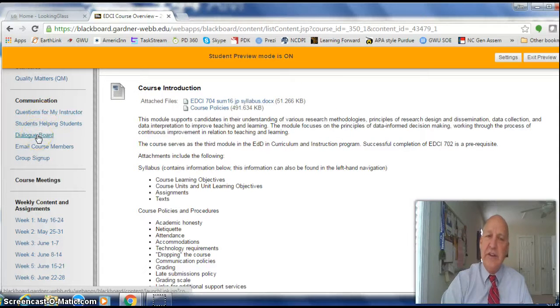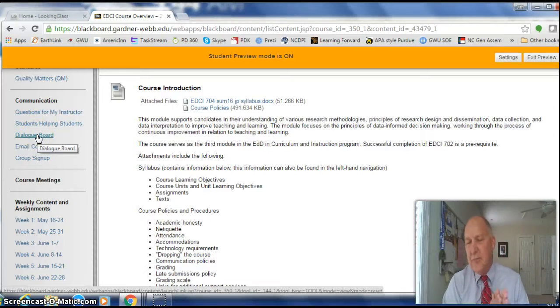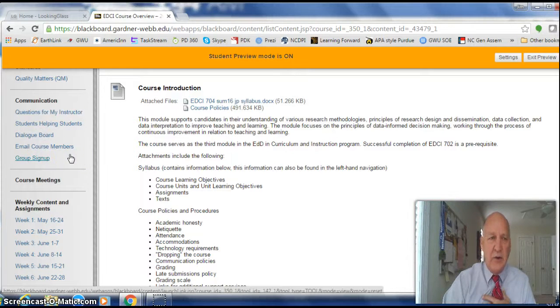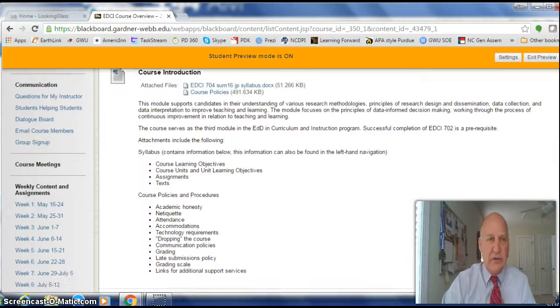Students helping students. The dialogue board is, again, something you may be used to, but the dialogues are oftentimes one-way discussions or your post that demonstrates to me that you understand the reading and the content. Won't always require a true dialogue or discussion there. Sometimes it's one way. You want to email course members, or the group sign up is something we may use later.